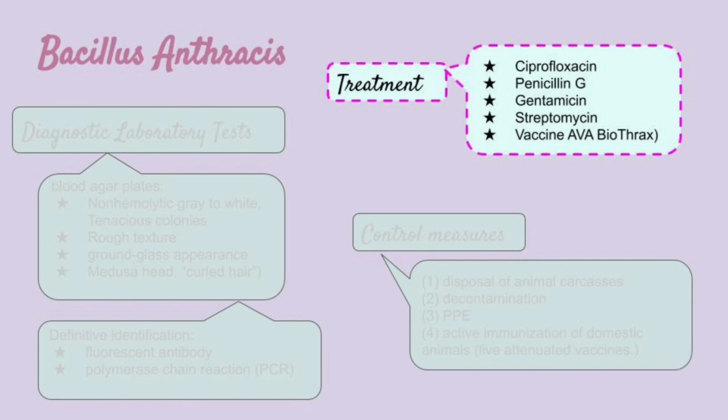Many antibiotics are effective against anthrax in humans, but treatment must be started early. Ciprofloxacin is recommended for the treatment. Penicillin G along with gentamicin and streptomycin has previously been used to treat anthrax.